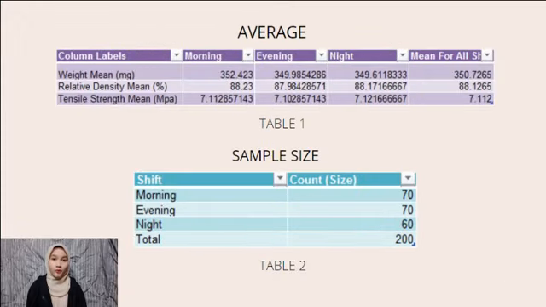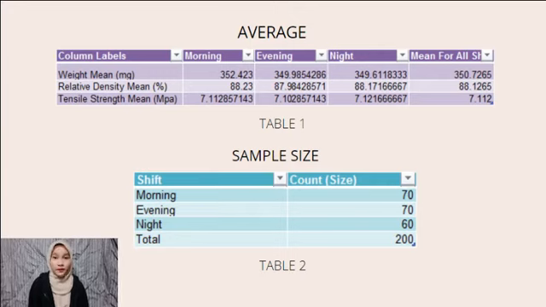What we got is the average weight in the morning shift is 352.42 mg, for evening is 349.99 mg, and for night is 349.61 mg. Lastly, for the average of total shift, we got 350.72 mg for the average of one sample tablet.